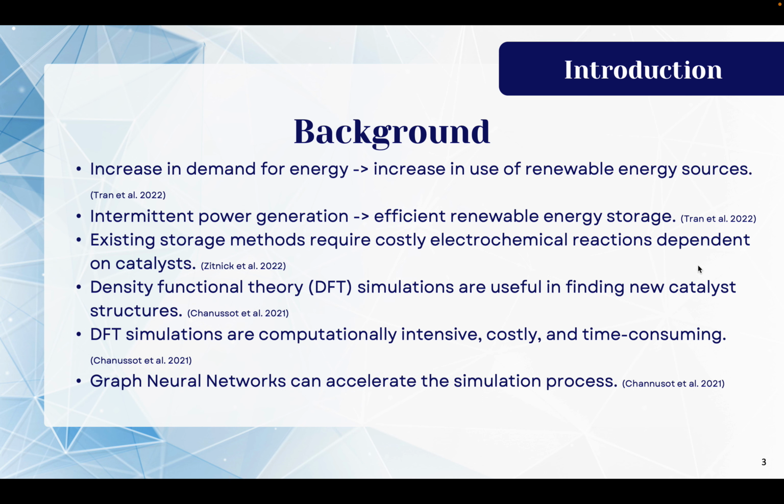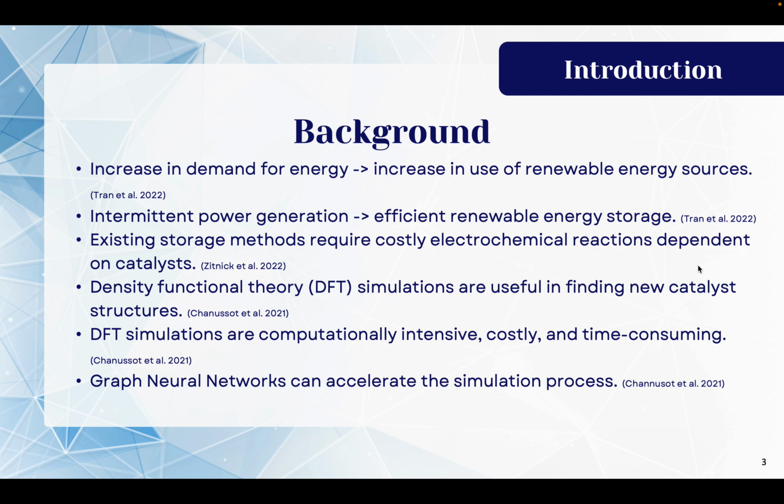Among the renewable energy sources, wind and solar have been predicted to increase in use by 2050. But these renewable energy sources have an intermittent power generation, which requires efficient renewable energy storage. Existing storage methods require costly electrochemical reactions dependent on catalysts.